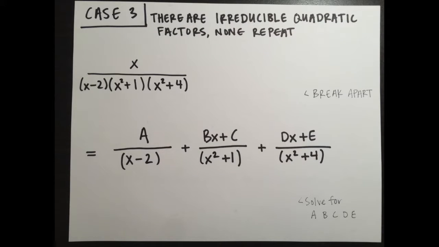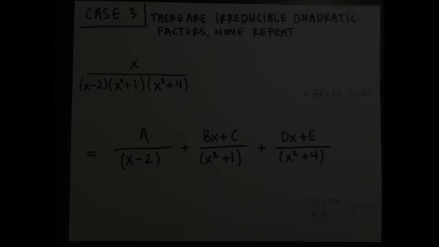So what we'll do here is simply plug each factor into an ABC format, but we need to make sure that there are two variables over each of the quadratics. After we've reformatted, we'll solve for A through E and plug all of those numbers back in right here before we integrate.